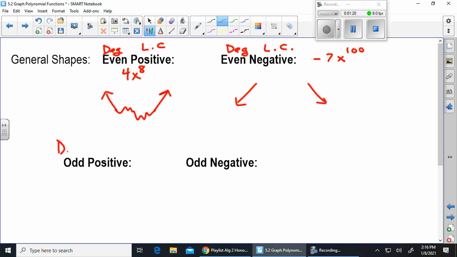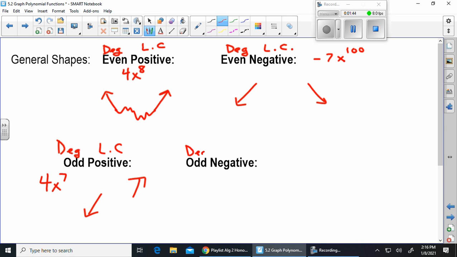So odd degree, positive leading coefficient. That would be something like 4x to the 7th. We know that the arrows are going to be in opposite directions, rising to the right, falling to the left. I call that a positive John Travolta.